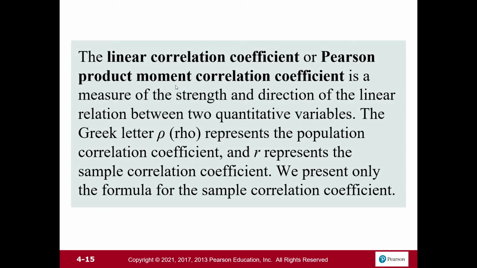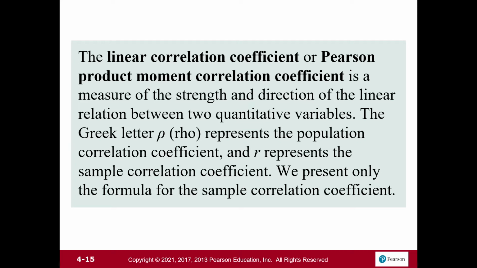Alright, so now we're going to get into the Pearson coefficient, or the correlation coefficient. It is a measure of the strength and direction of the linear relation between two quantitative variables. The Greek letter rho represents the population correlation coefficient, and little r represents the sample correlation coefficient. We present only the formula for the sample correlation coefficient. Now, I think the key point here is that r gives you two things.